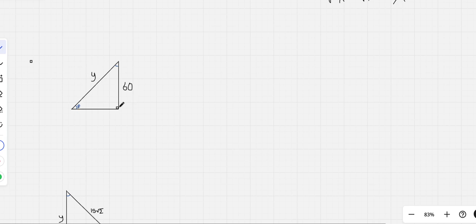We have a 90-degree angle here, 45-degree angle here. So this is 45 degrees, which means these two legs are equal to one another. And to find y, we have to multiply this leg by the square root of 2. So y is equal to 60 square root of 2.